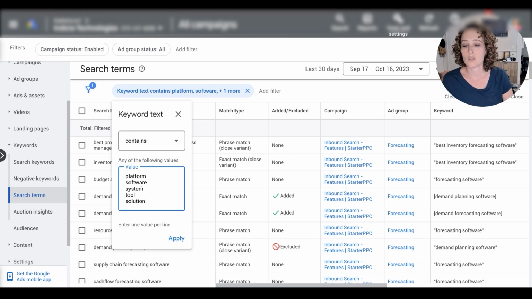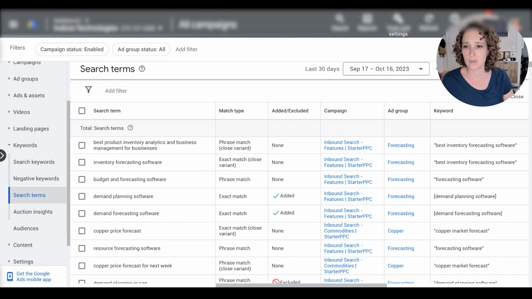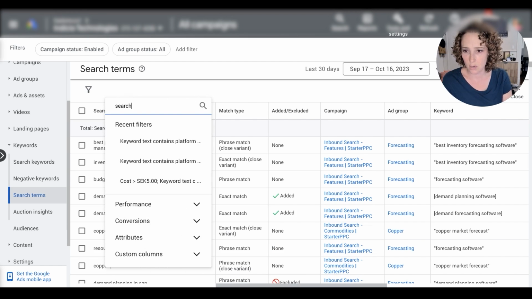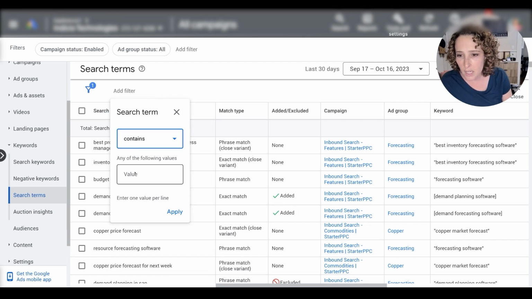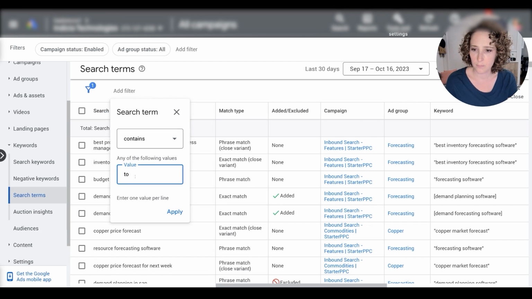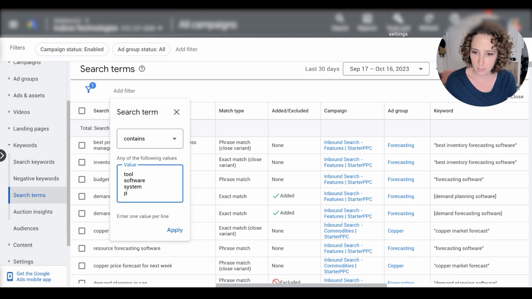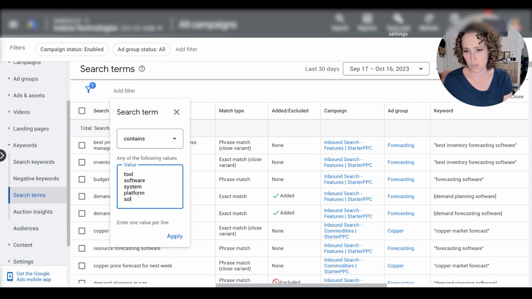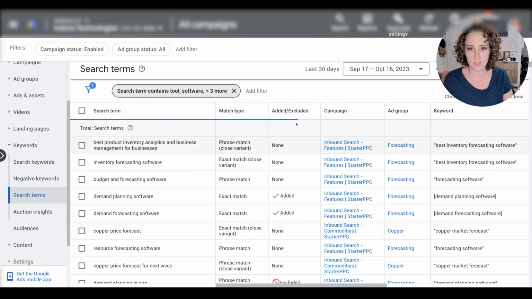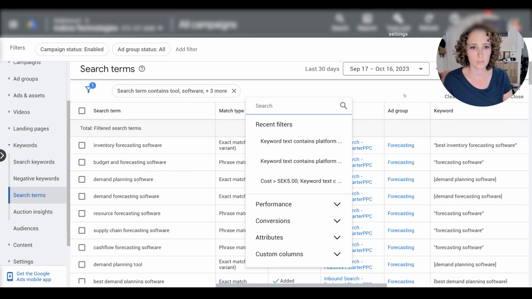Okay, so what we're going to do is we're going to try to find, I'm sorry, we don't want keyword text. We want search term. Search term contains tool, software, system, platform, solution. Let's try solution. Anything we can think of that's bottom of funnel.